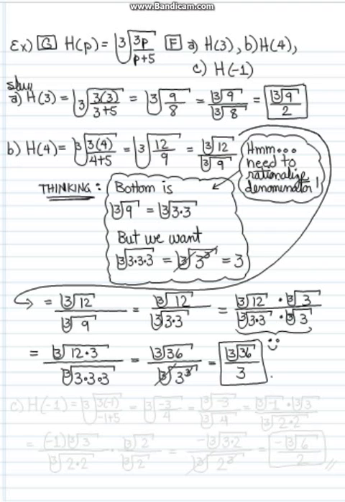Okay, let's continue. The last part, C, we're going to evaluate h of -1. Plug that into the radical, the cube root of 3 times -1 over -1 plus 5 equals the cube root of -3 over +4. Now bust this up top and bottom: cube root of -3 over cube root of 4.